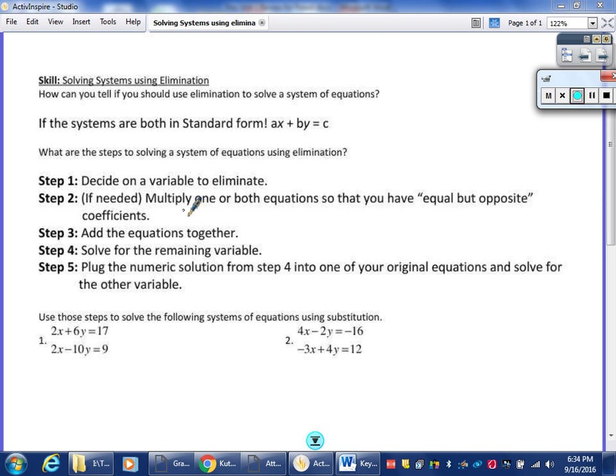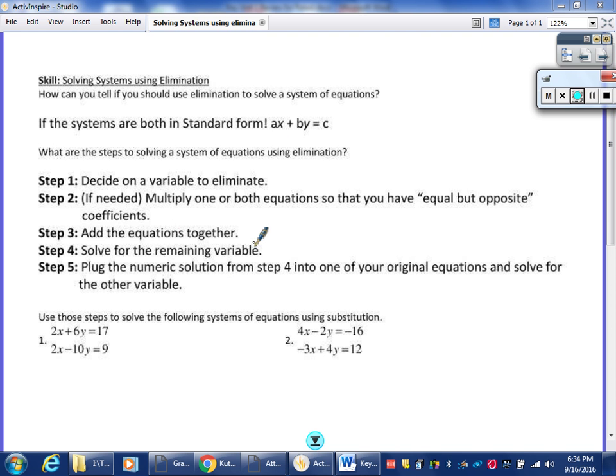The way that we use elimination is we decide on a variable to eliminate. It can be x or y, it doesn't matter. And then if needed, we multiply one or both, sometimes both, equations so that you have equal but "opposite" coefficients. Now I put that in quotes because by definition, things that do not have the same sign, which is what I mean by opposite, one is positive and one's negative, are not equal. That doesn't make sense, but that's my description for the coefficient. If you have a positive 2 on x, then you want your other x to have a negative 2. So you want the coefficient to be the same, but the signs to be different.